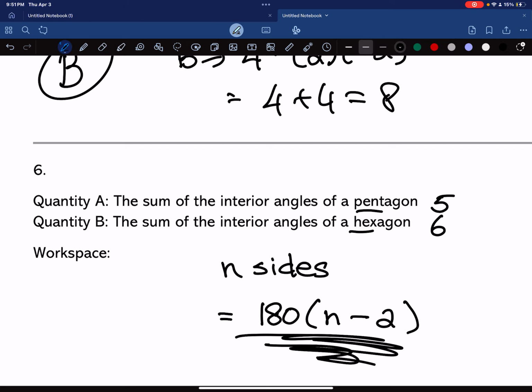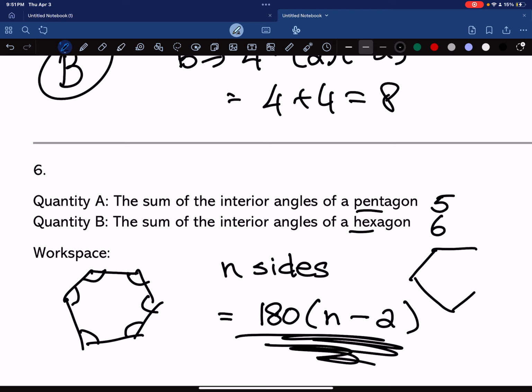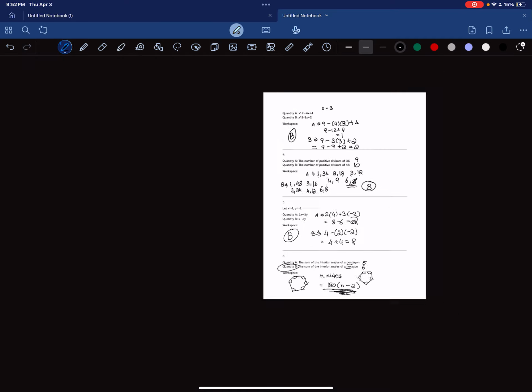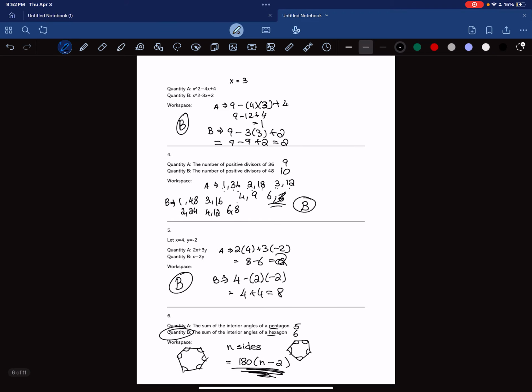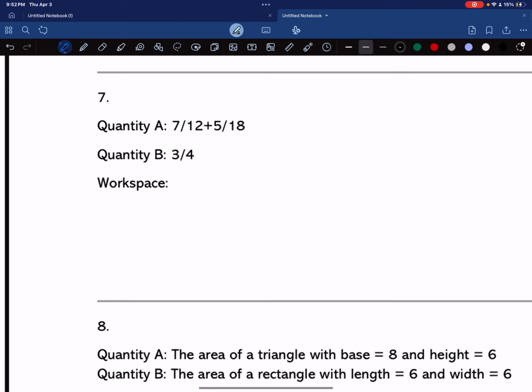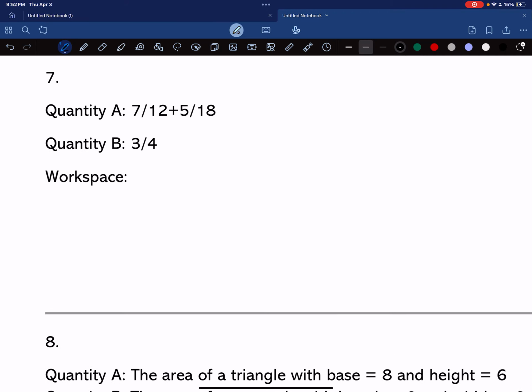So for that reason, the interior angles, by the way, interior angles are like these angles right here, angles that are interior of the shape, are going to total more than they do for a pentagon that has fewer sides. So B is the correct answer. So we didn't even need to use that formula, but I added it because it's something you should know.